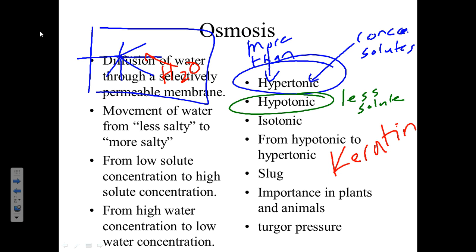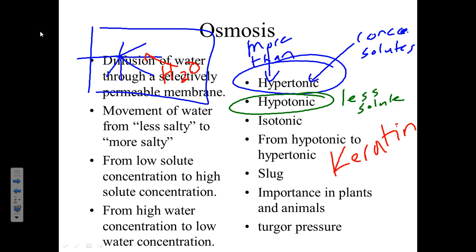Say again? No, it's just where water has moved in and sort of blown up your fingers like a balloon. So you're not shriveling when you're in the bathtub, you are swelling. Water moves into parts of your body that don't have keratin, that aren't waterproof. Water always moves from a high concentration of water to a low concentration of water. It always moves from where there's less solute concentration to where there's more solute concentration.